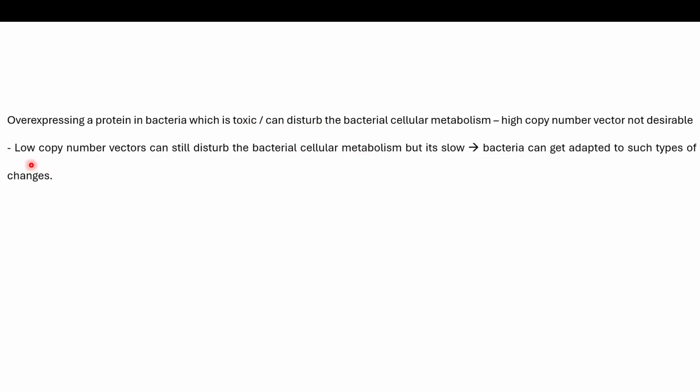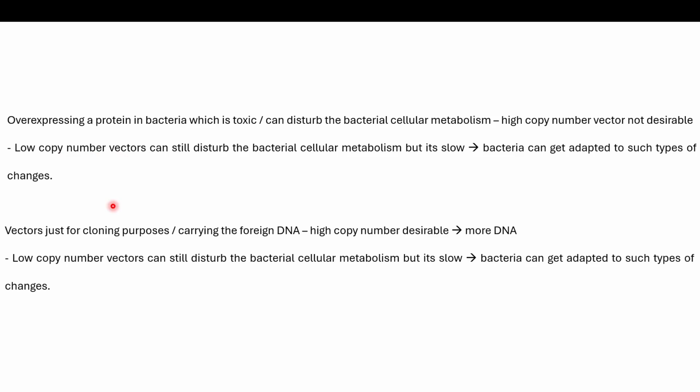Okay, because it will be slow to act as compared to a very large amount of toxic substance. Whereas if a small amount of toxic substance or a small disturbance is there, that can be taken care of by the bacterial cell. Okay, so bacteria can get adapted to such types of changes. Either it can get adapted or it can introduce certain changes so that it can flush out that small toxicity, or some sort of cellular or metabolic changes might happen, that can be taken care of in cases where copy numbers are low. Okay.